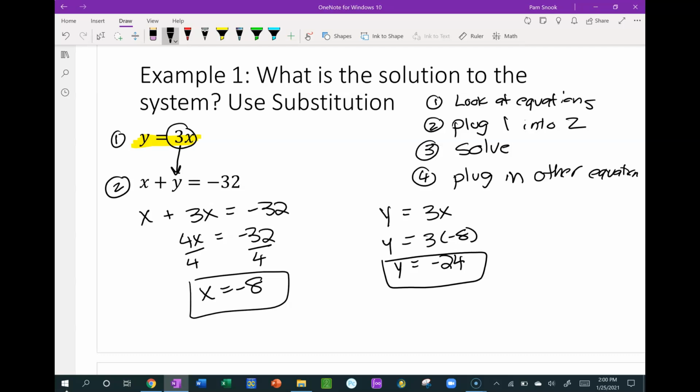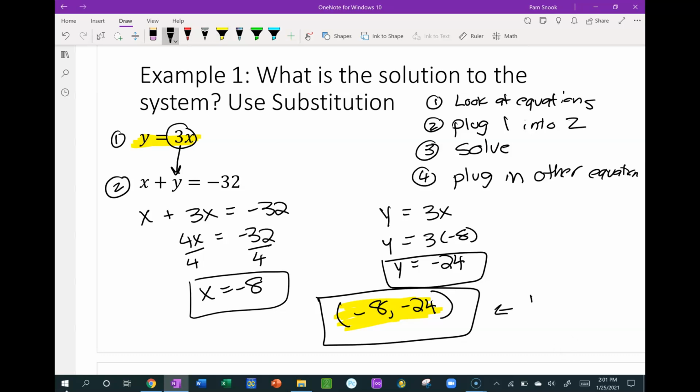Now the answer to this system, remember, it's an ordered pair. So my answer that I'm going to put in is this one: negative 8, negative 24. Your assignment's on Delta Math, and it is going to ask you for the answer in this format. So when you're doing Delta Math, make sure you write it in this format with the ordered pair.